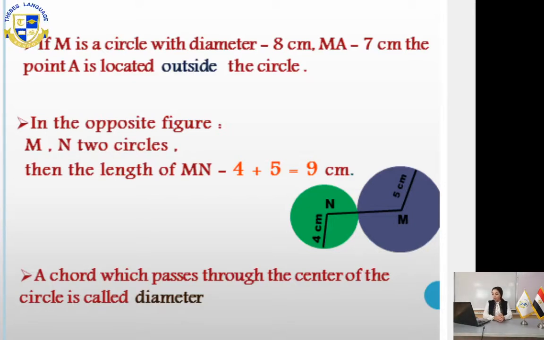The last one, a chord which passes through the center of the circle. A chord which passes through the center is called a diameter.